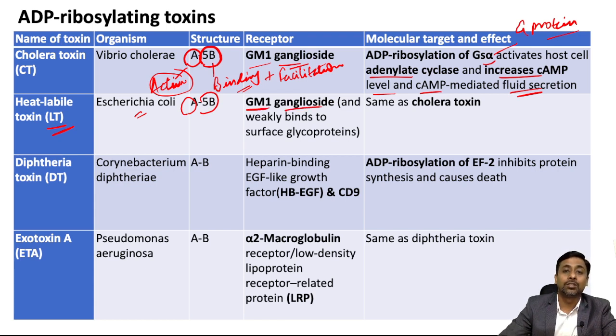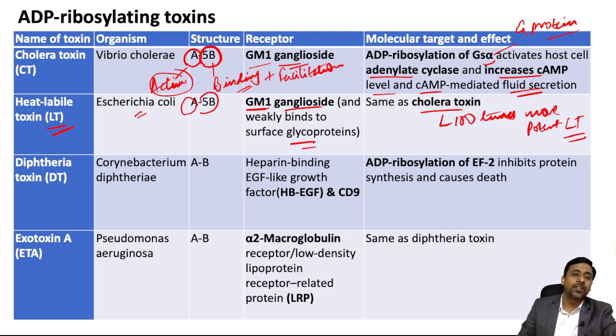However, it will also bind weakly to the surface glycoprotein, and the mechanism of action is similar to cholera toxin. So what is the difference between these two is the potency of the toxin. This cholera toxin is almost 100 times more potent than heat labile toxin produced by E. coli. So this is the only difference between these two.